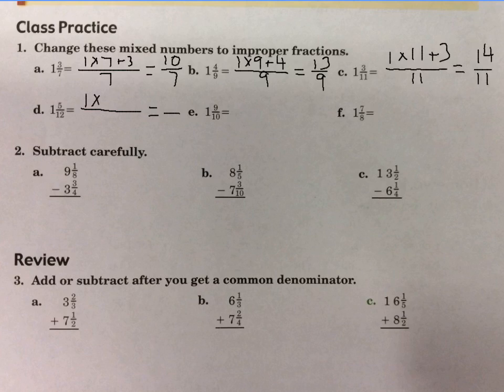1 times the bottom number, 12, plus the top number, 5. 1 times 12 is 12, plus 5 more would be 17. And then the denominator of 12 gets brought over. E would be the 1 times the denominator, 1 times 10, plus your numerator of 9. 1 times 10 is 10, plus 9 more would be 19. And then the 10 just gets brought over. And we get 19 over 10.